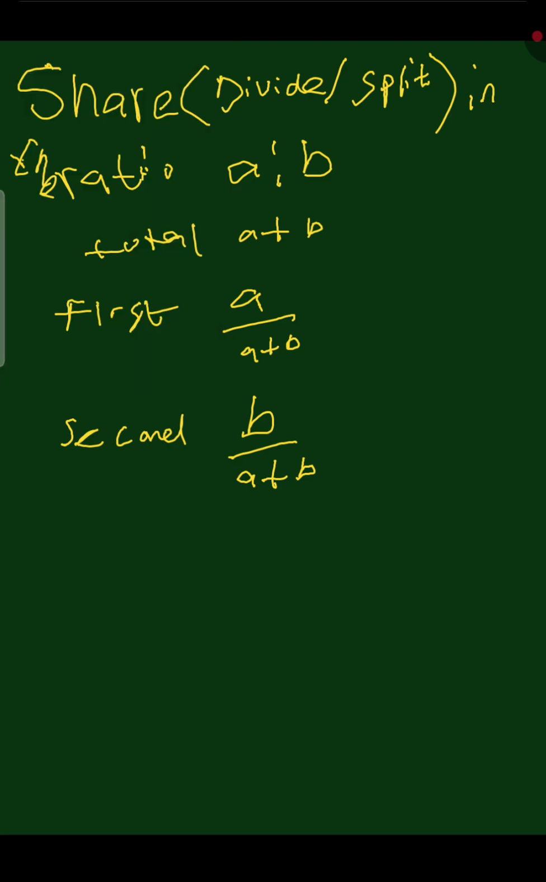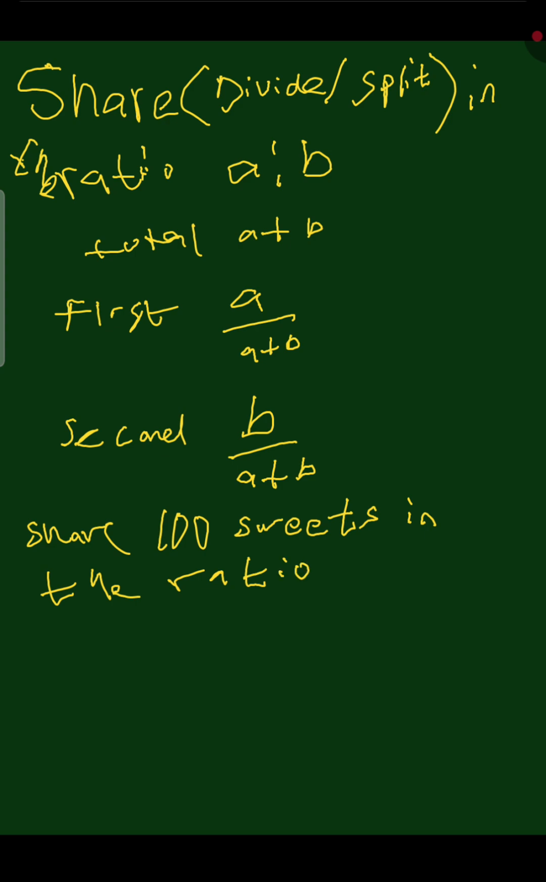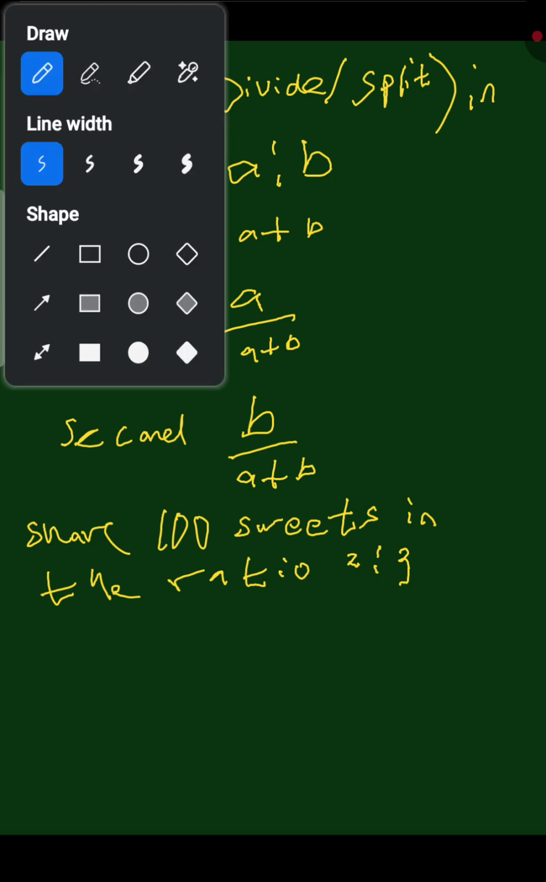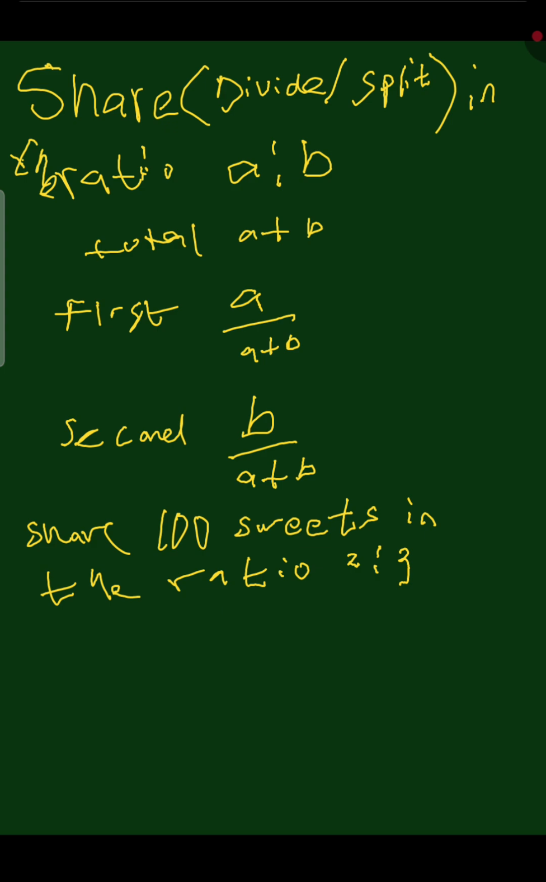So if I say share 100 sweets in the ratio 2:3. Right. Now this is what will happen if you are sharing it amongst two people.